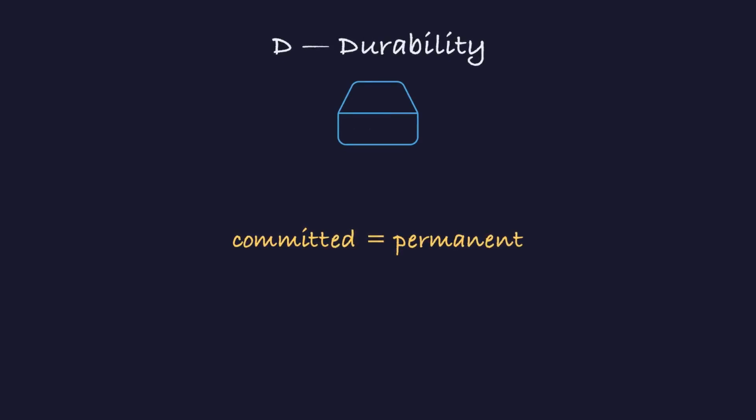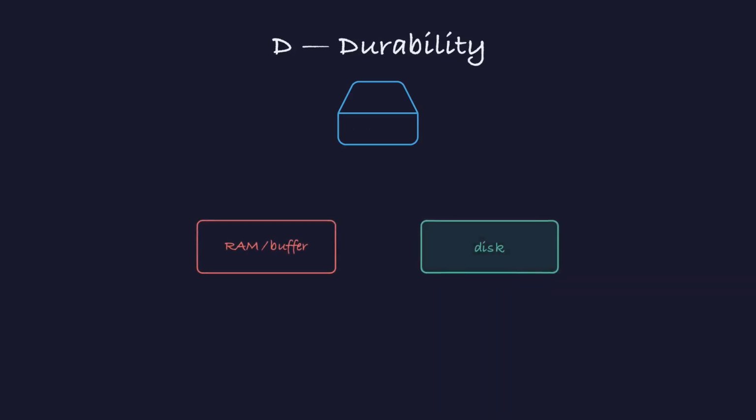D, durability. Once a transaction is committed, it stays committed, even if the system crashes a millisecond later. The moment you get a success response, the data is on disk. Not in RAM, not in a buffer, on persistent storage.